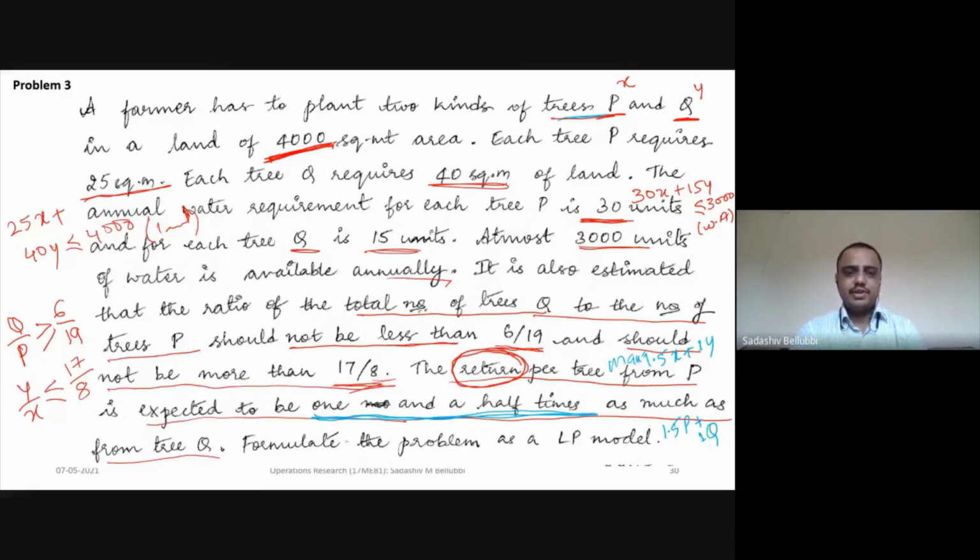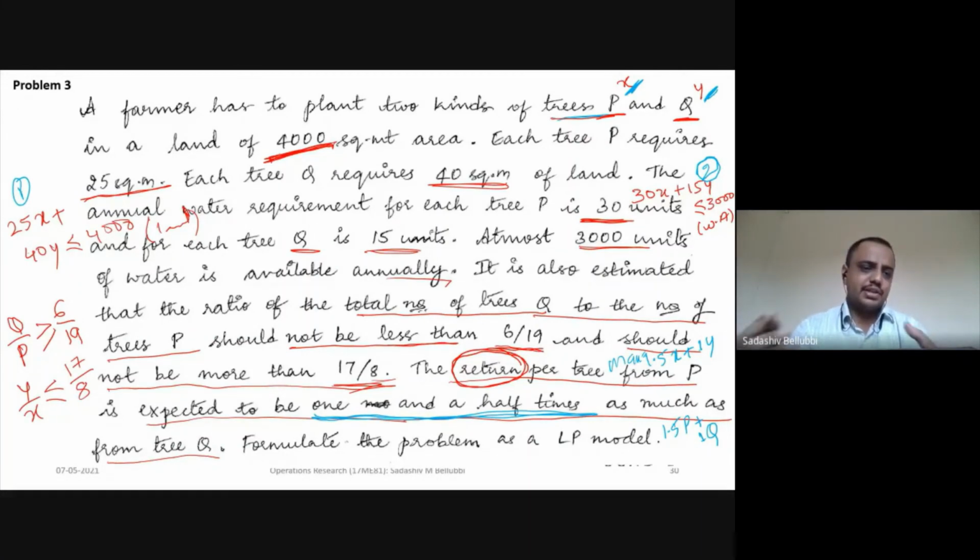Okay, next, formulate the problem as an LP model. What is the first step now? We need to decide the variables. So the types of trees P and Q as x and y. Next, regarding the land, they have given a constraint: 25x plus 40y should be less than or equal to 44,000. This is regarding the land. And for the water availability, they have given one more constraint: 30x plus 15y should be less than or equal to 3,000.